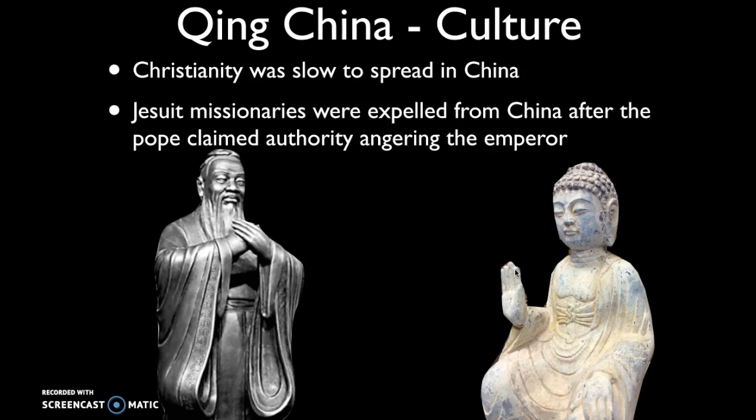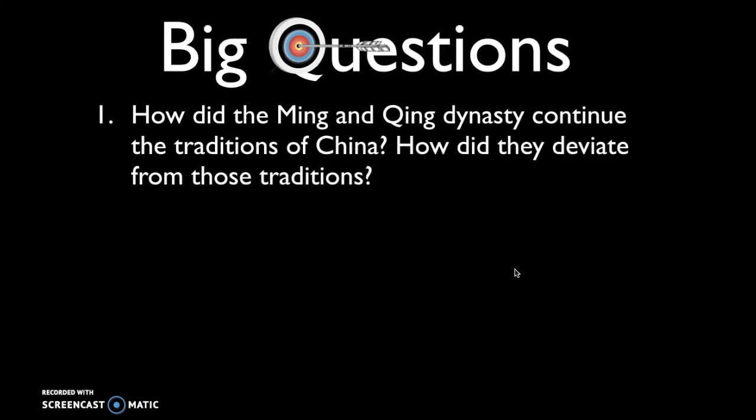Both China and Japan are going to increasingly turn towards more isolationist policies towards the end of period 4 and then into period 5. So the big question you should be able to answer after watching this video is, how did the Ming and Qing dynasty continue the traditions of China, and how did they deviate from those traditions?